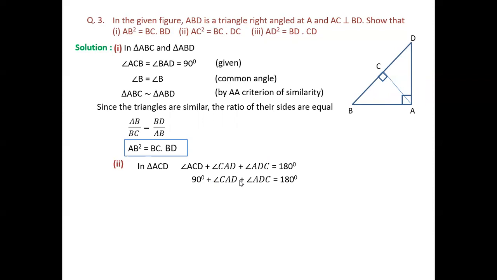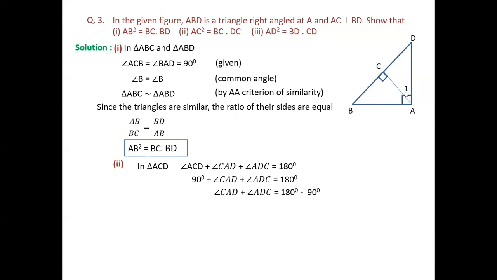90 plus CAD plus ADC is equal to 180. Take 90 to the right side. It becomes 180 minus 90. So CAD, this angle and this angle. So if you number this, I am preferring to use it as number so that it's easy to understand.